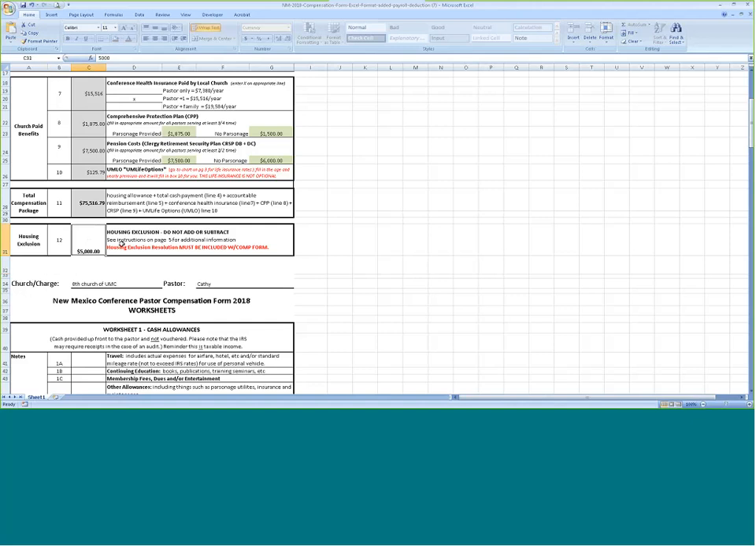The decision on how much the pastor wants to take is there. If the pastor has questions about the housing exclusion and how that would work, they really need to contact the person that does their taxes and get advice from them.